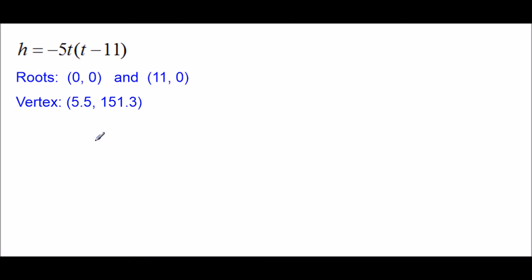So here's what I know. I know the height, I know the roots, and I know the vertex. Is there anything else I can find that will help me make a good sketch? Well, we could find the y-intercept. So to find a y-intercept, we let x equal 0. But if you haven't already noticed, that's sort of silly to do in this case.